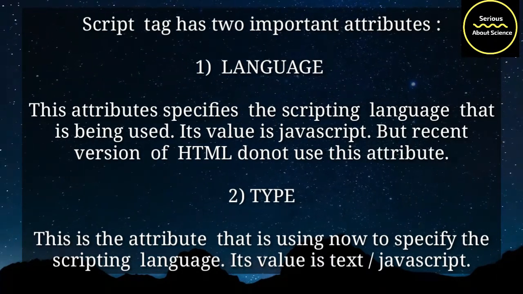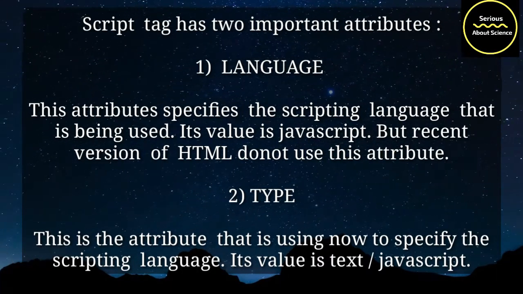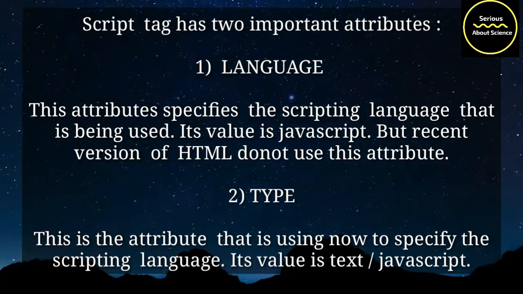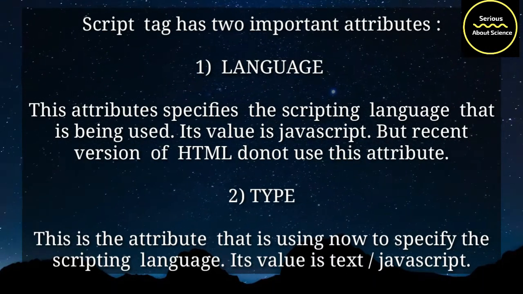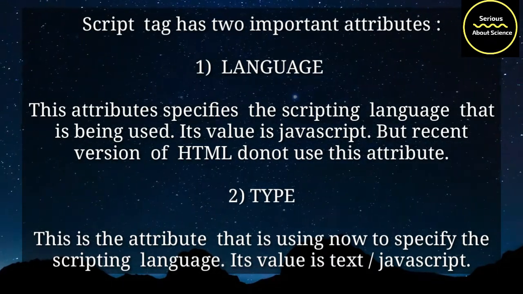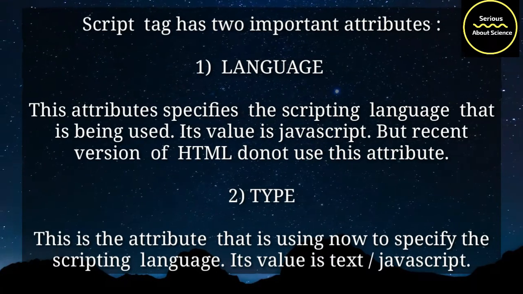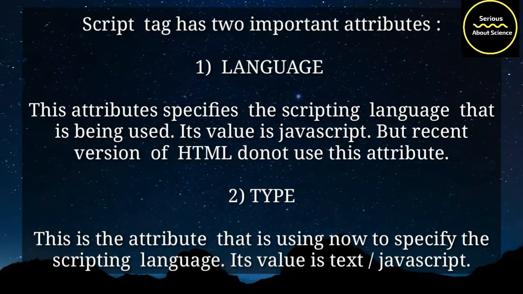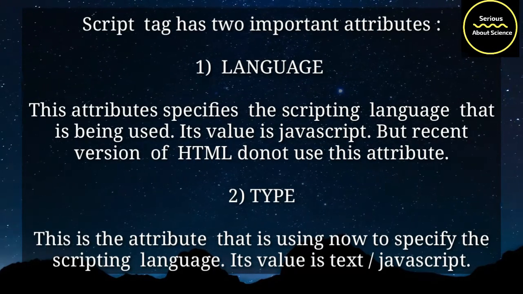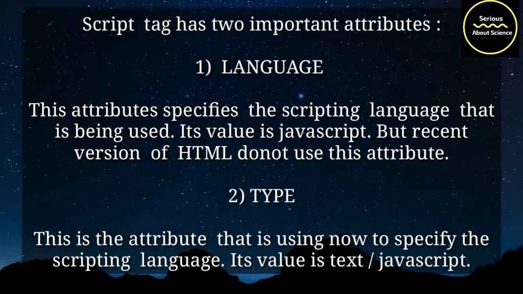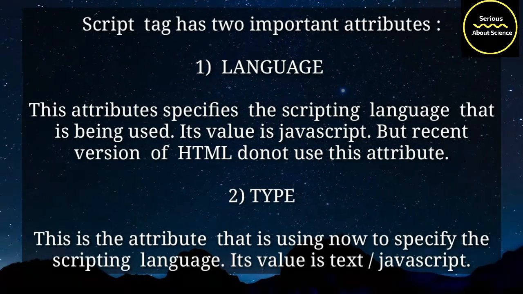First one, language. This attribute specifies the scripting language that is being used. Its value is JavaScript. But the recent version of HTML does not use this type of attribute. The name of the second attribute is type. This is the attribute that is used nowadays to specify the scripting language. Its value is text/JavaScript.